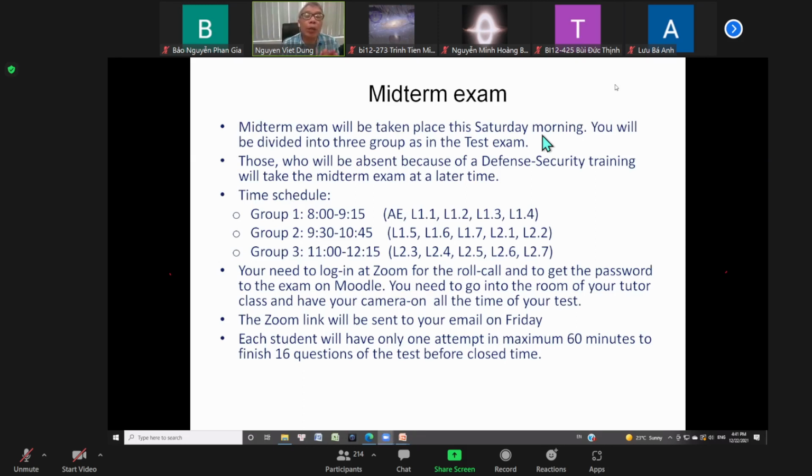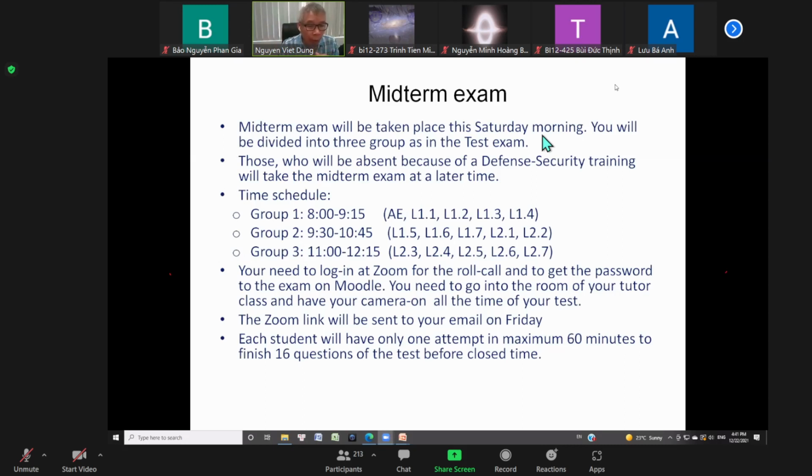The midterm exams will take place this Saturday morning. Once again, you will be divided into 3 groups as in the test exam, that you know already. Because some of you will be absent because of military training somewhere, those people will take the midterm exams at some later time. That will be informed later, not now. Now the time scheduling for each group is on the screen. You need to remember that.